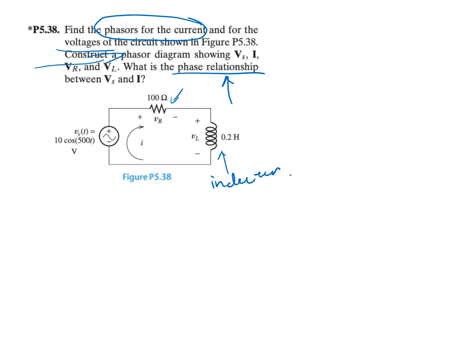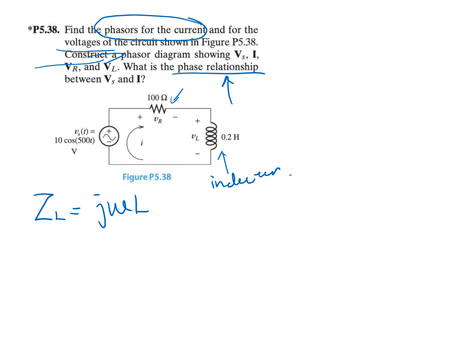Well, so what we need to do first is to convert everything into the phasor domain, so it will be very easy for us to do the calculation for finding the current. We have an inductor here, and we convert it into the impedance. For the inductor, we have ZL is equal to jωL.